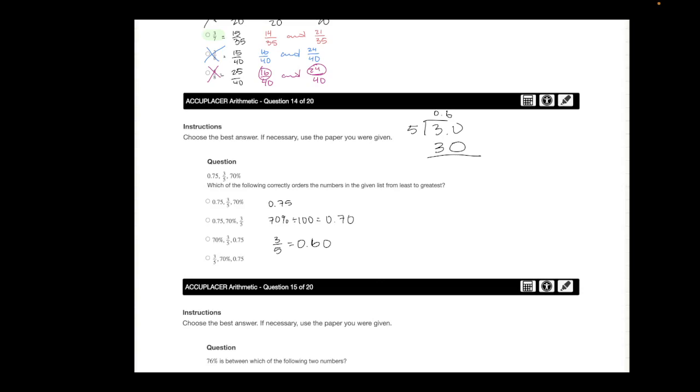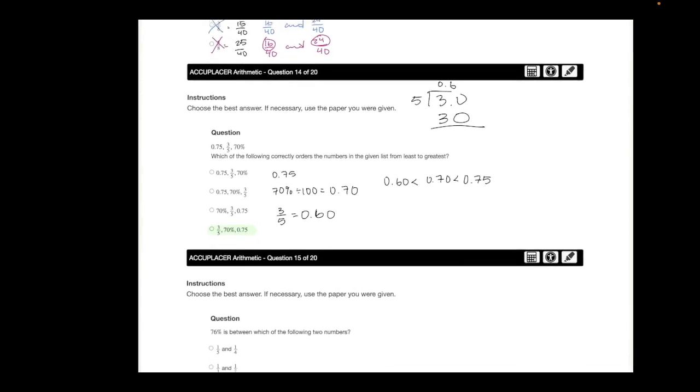Okay, so now we arrange these from least to greatest. Our least would be the 0.60. Then we have 0.70. And then finally our greatest number is the 0.75. So if we look back at our answer choices, the lowest being the 3/5, then it's the 70%, and then the 75. That's going to be our final answer.